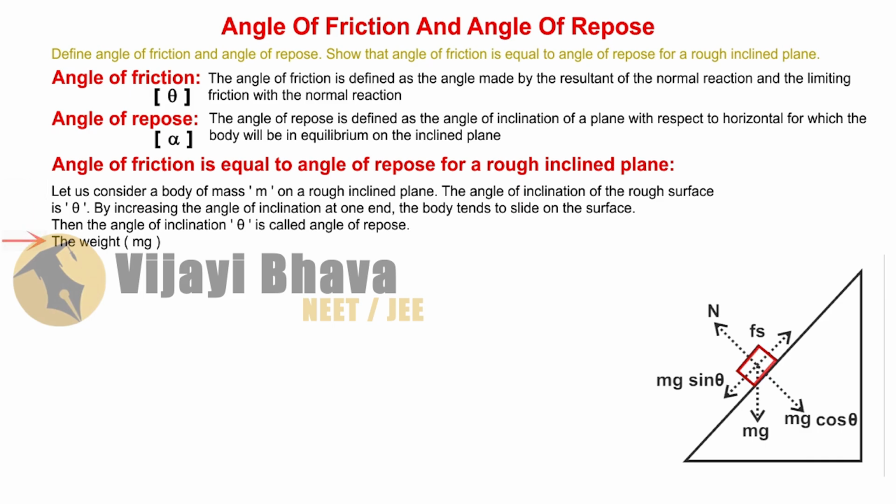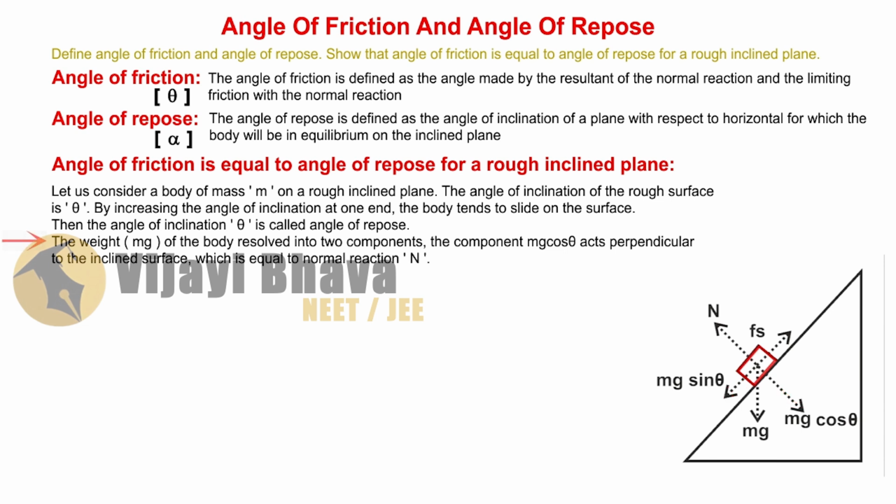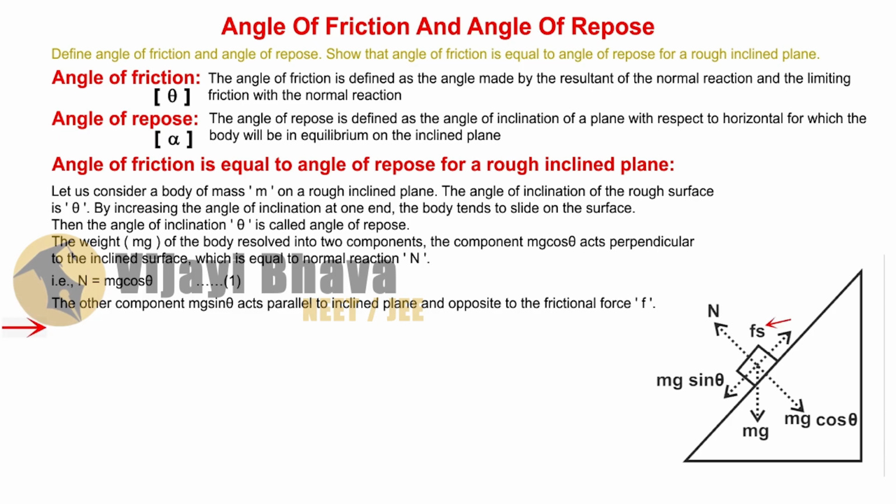The weight of the body mg is resolved into two components. The component mg cos theta acts perpendicular to the inclined plane, and this is equal to the normal reaction N. Thus, we can write N is equal to mg cos theta. Let this be equation 1. The other component mg sin theta acts parallel to the inclined plane and opposite to the frictional force F. Thus, we can write F is equal to mg sin theta. Let this be equation 2.